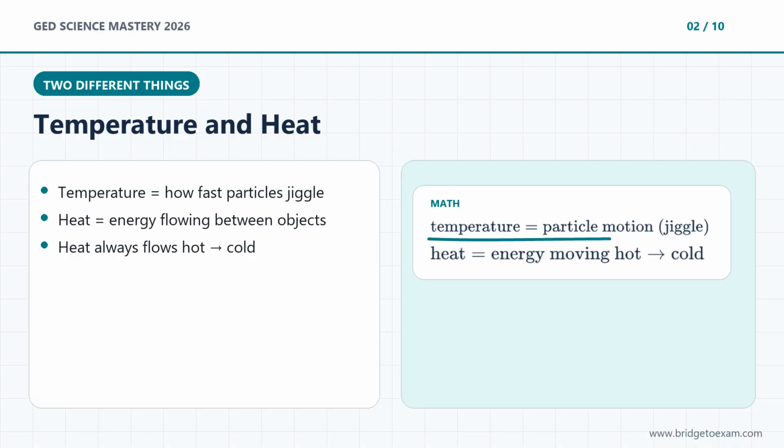Here's the big idea in plain words. Temperature measures how fast the particles inside something are jiggling. The faster they move, the higher the temperature. Heat is different. Heat is the energy that flows from a hotter object to a cooler one. And heat always travels in the same direction, from hot to cold, until both objects reach the same temperature. So temperature is about motion inside one object, and heat is about energy moving between objects.